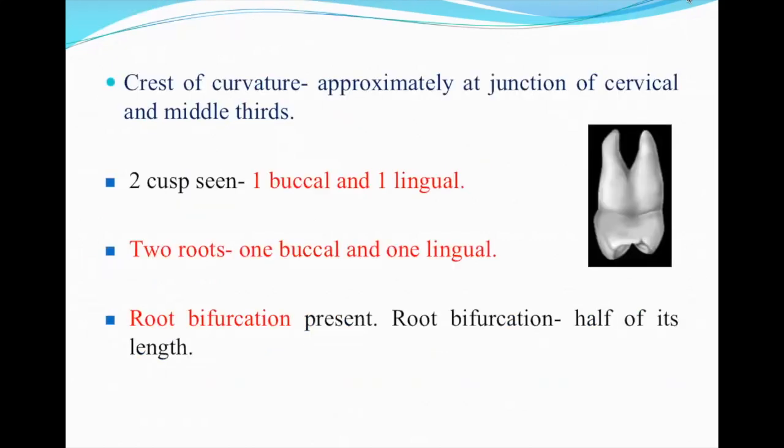Crest of curvature approximately at junction of cervical and middle third. Already we have discussed two cusps seen, one buccal, one lingual, two roots seen, one buccal, one lingual. Root bifurcation is present, and root bifurcation is half of its root length.